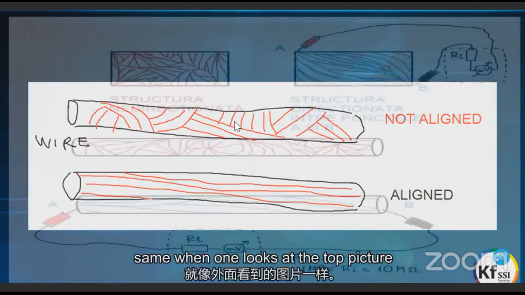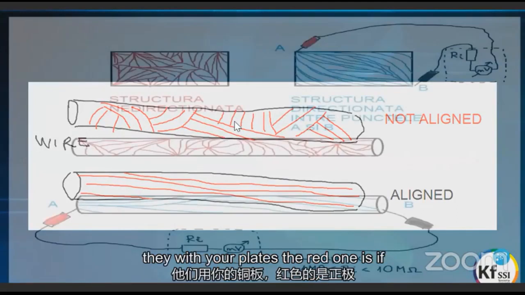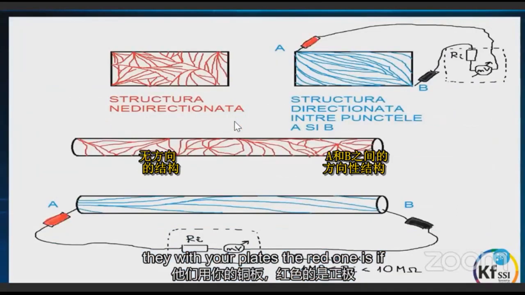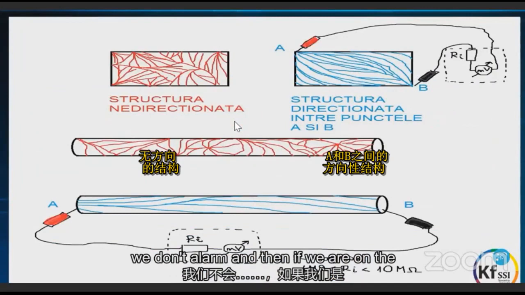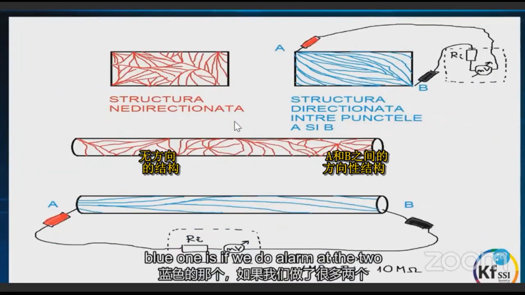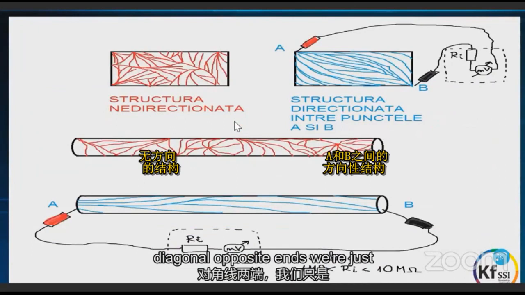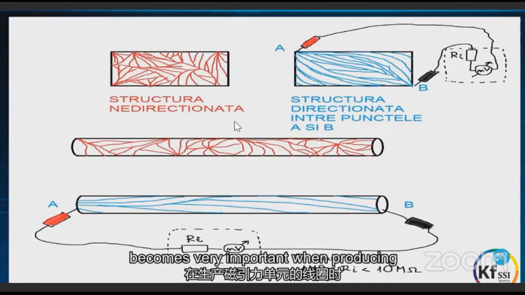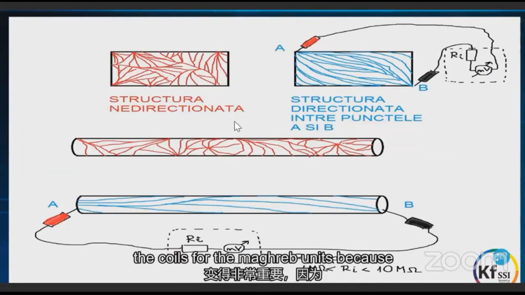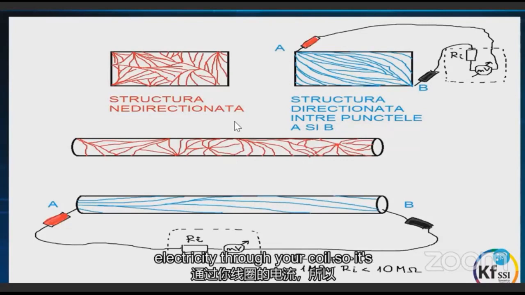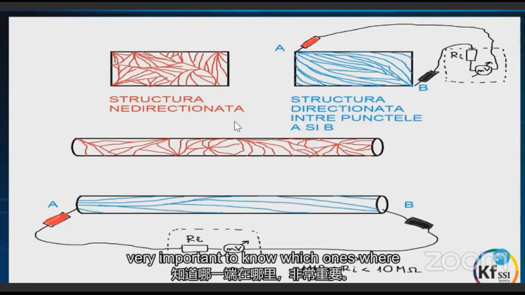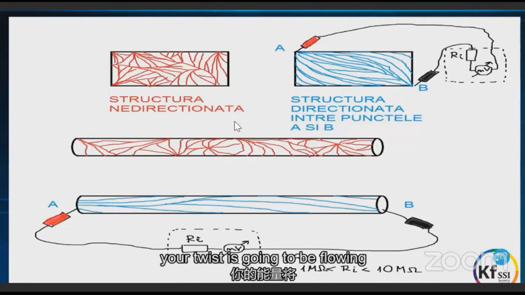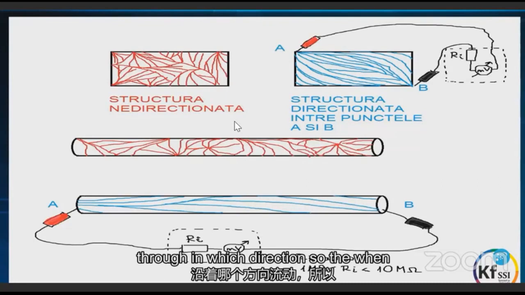And the same when one looks at the top picture there with your plate. The red one is if we don't align, and the blue one is if we do align at the two diagonal opposite ends. We're dictating the flow that we want. And this becomes very important when producing the coils for the MagRav units, because you want to dictate the flow of electricity through your coil. So it's very important to know where your electricity is going to be flowing through, and in which direction.